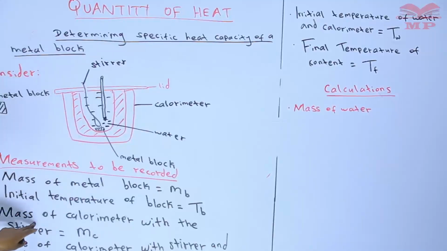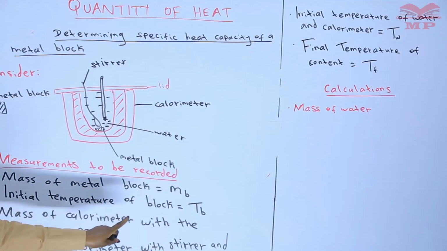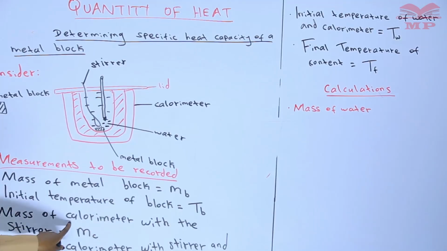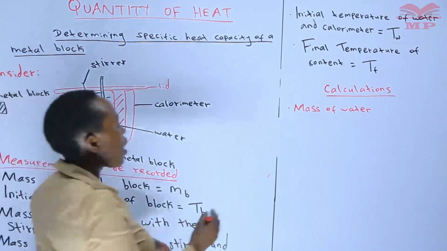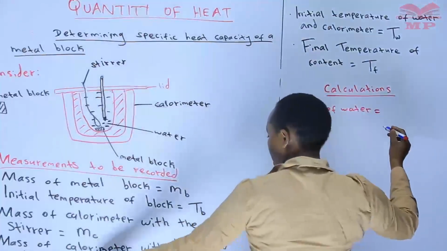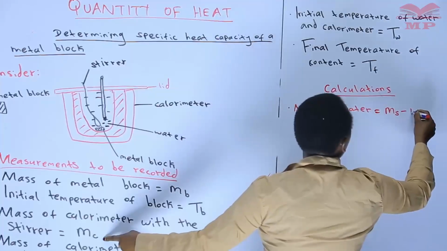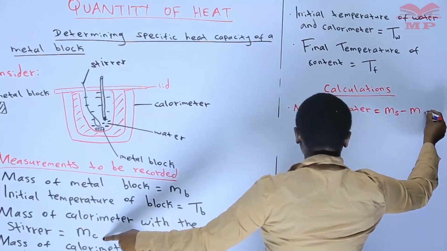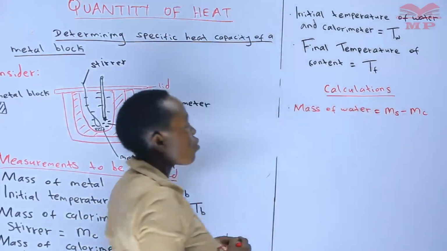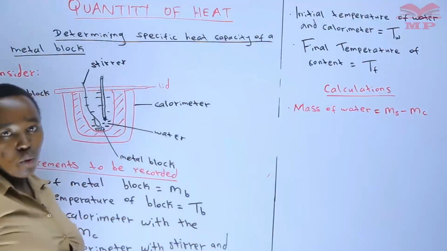We only have the mass of the calorimeter with the stirrer, and the mass of the calorimeter with the stirrer and water. From this we can get the mass of water by taking the mass of the calorimeter with the stirrer and water minus the mass of the calorimeter with the stirrer alone. So we are going to have the mass of water as ms minus the mass of the calorimeter with the stirrer, which is mc. So that is what we have for the mass of water.